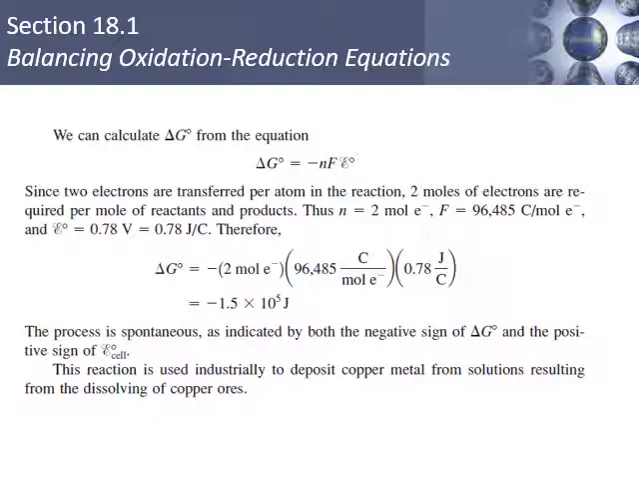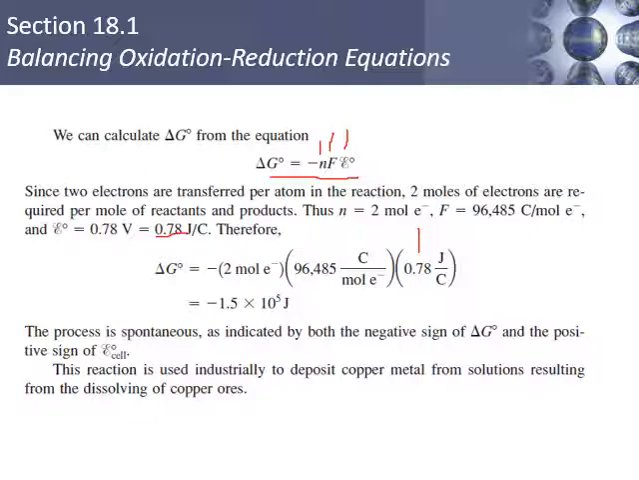So here we have our equation again, in this case the standard delta G equals minus n F E standard. To go back to the previous problem, with 2 electrons transferred for every atom, you would have 2 moles. So n here would just be 2, F here would be 96,485, and the standard cell voltage would be what we just figured out, which was 0.78 volts. Remember, we just found that on the previous slide.